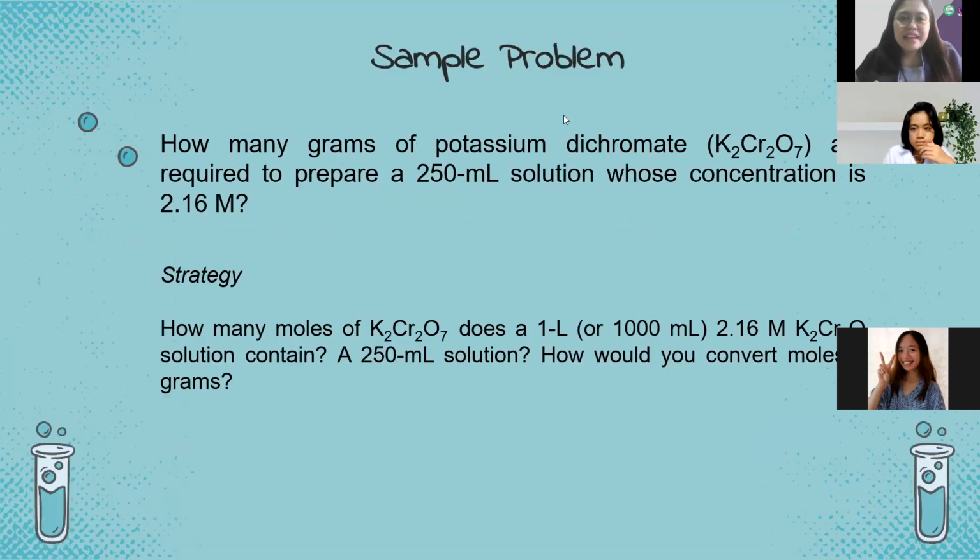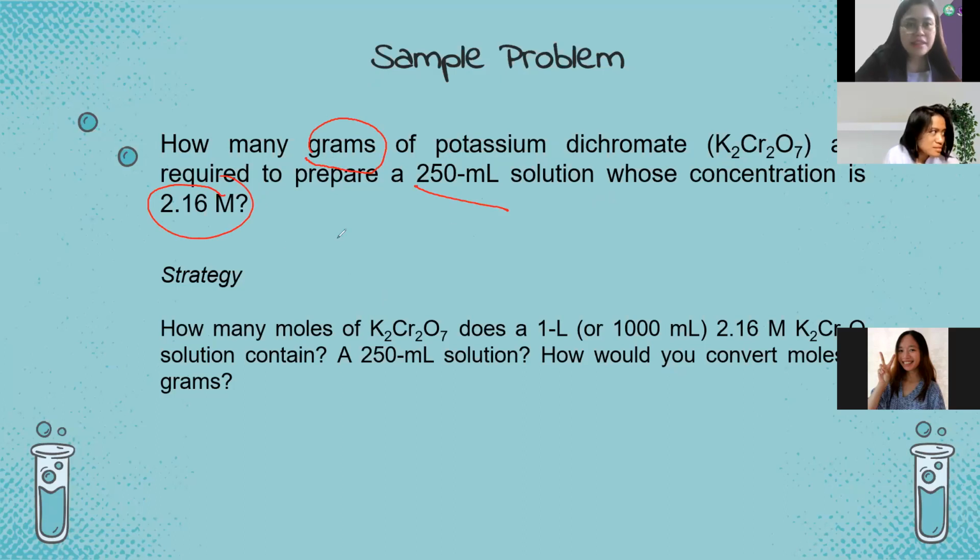Okay, so we have here a sample problem involving our molarity. How many grams of potassium dichromate are required to prepare a 250 mL solution whose concentration is 2.16 M? So ano daw ang sabi ng problem? Kung intindihin natin, ang gusto niyang malaman is yung amount ng potassium dichromate that is needed to prepare 250 mL only of the solution and that the concentration should be 2.16 molar. Okay, yun yung ating question.